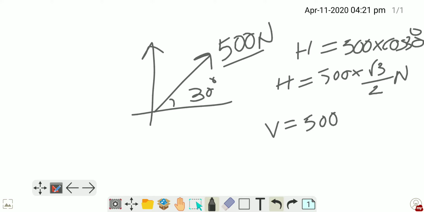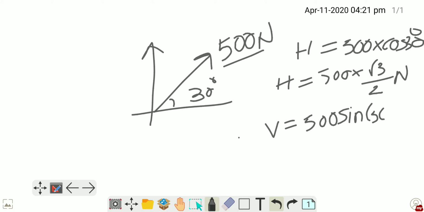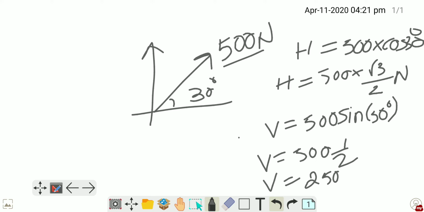500 cos, or you can also use sine directly and use the angle which is given in the question. So I will use sine, and the angle is 30. V equals 500 sine 30. What is the value of sine 30? It is 1 divided by 2. V equals 250 newtons.